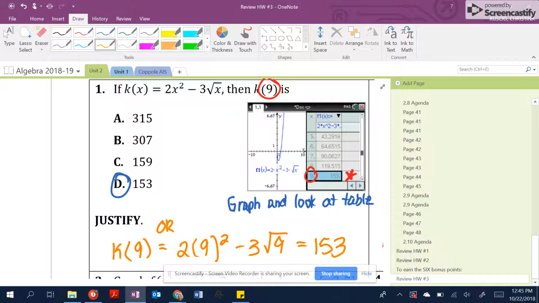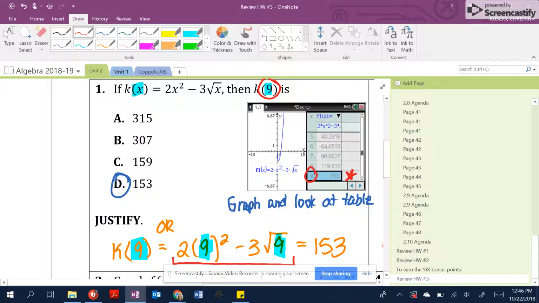So what I would see in number 1 is I'm looking for an X value of 9. I'm going to find that in my table after I graph it to see that the Y value is 153. Another way I could have done this is I could have just substituted 9 into wherever X was, and then typed this whole thing right here into the calculate page on my calculator.